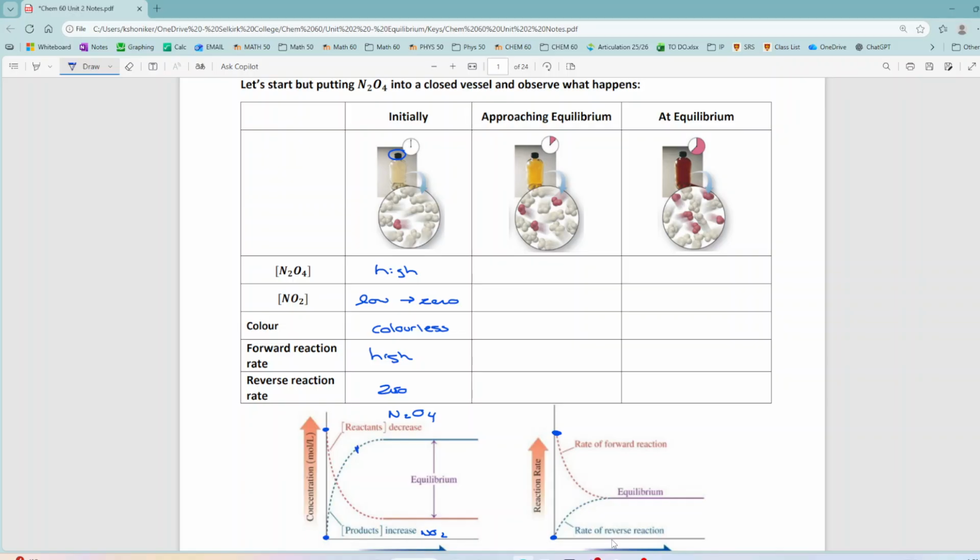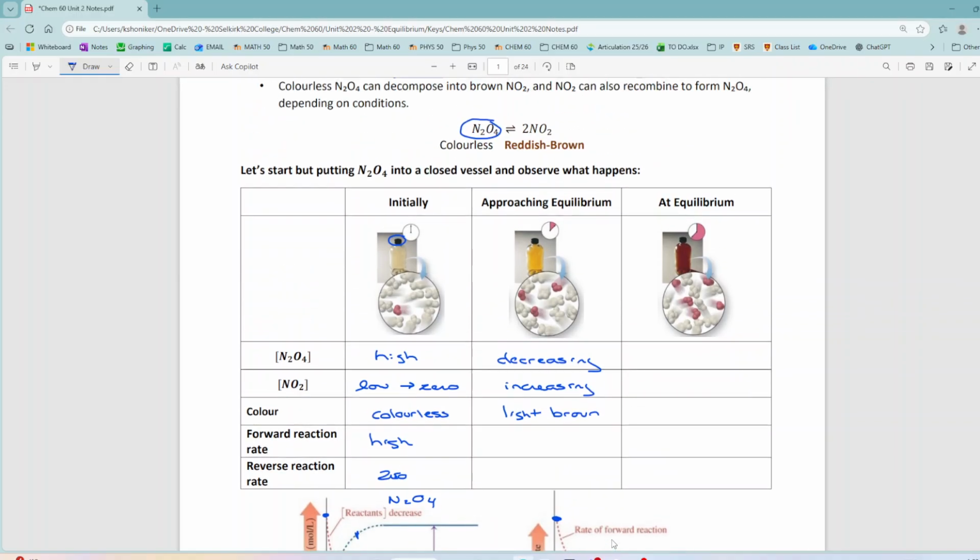So we're going to say we're maybe somewhere along the lines of here in our diagram. As you're approaching equilibrium, the concentration of the dinitrogen tetroxide is decreasing, whereas the concentration of nitrogen dioxide is increasing. The color is going to be maybe like a light reddish brown or a light brown. As we produce more of the NO2, the reaction is going to get browner and browner.